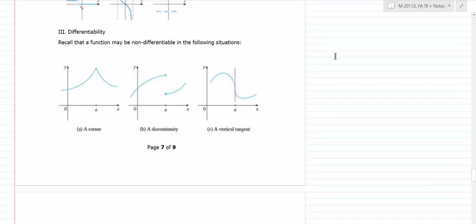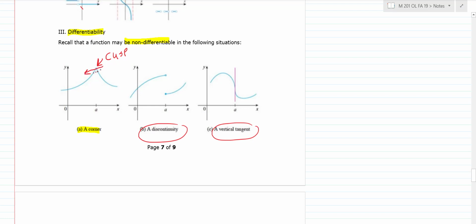Last thing is a couple of quick notes about differentiability, which we talked about in the previous section. A function is non-differentiable generally in these situations. If you have a sharp point, we also call that a cusp. Sometimes you'll hear that called a corner. I usually call that a cusp. If you have a place where you're discontinuous, and the other place would be if you have a vertical tangent line. So remember, a derivative is the slope of a tangent line.